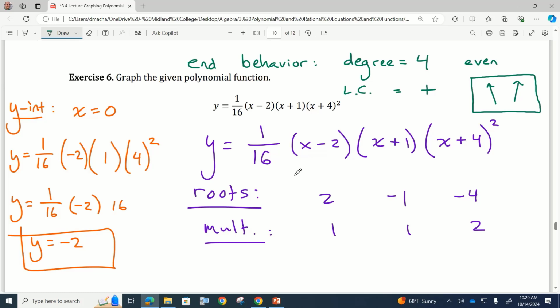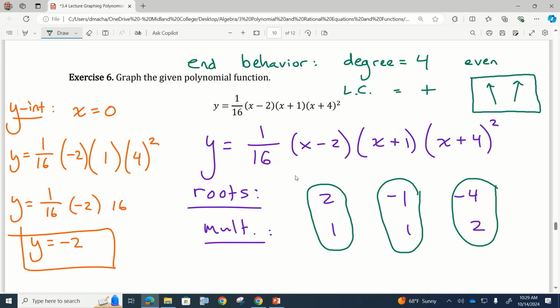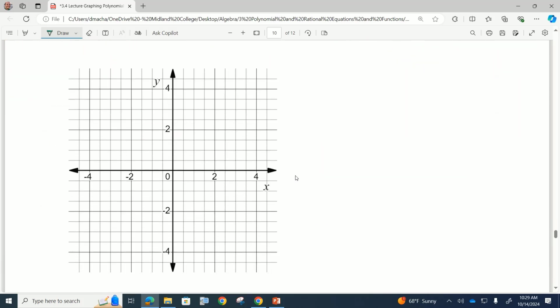Now, I'm totally prepared to graph this thing. The first thing I'm going to do is put down 4 dots corresponding to these 3 x-intercepts that I have, and my y-intercept, which is now -2. So 2, -1, -4. Those are my 3 x-intercepts for my 3 roots. And then I have one y-intercept at -2. So I've placed dots for all my x and y intercepts.